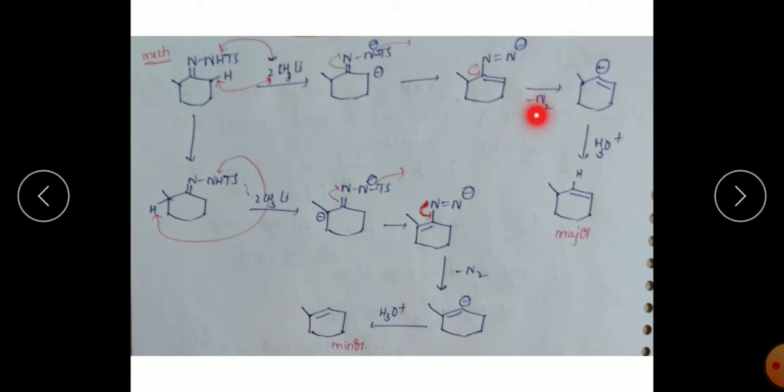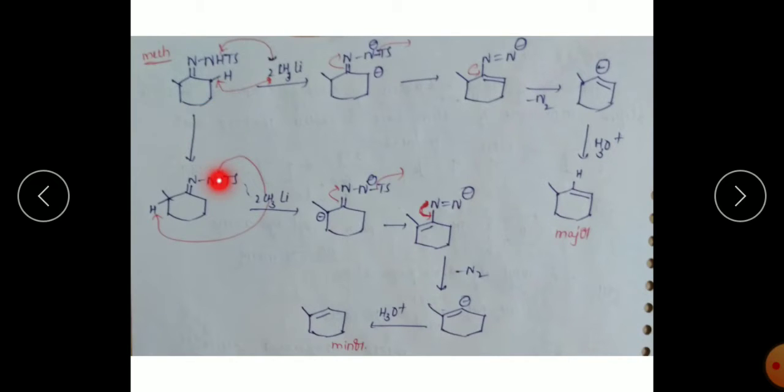Why is N2 eliminated in this reaction? Because N2 is the most stable compound. That's why it is easily eliminated in the reaction. So after elimination of N2, we get a negative charge. On acidic hydrolysis, we get this type of olefin.